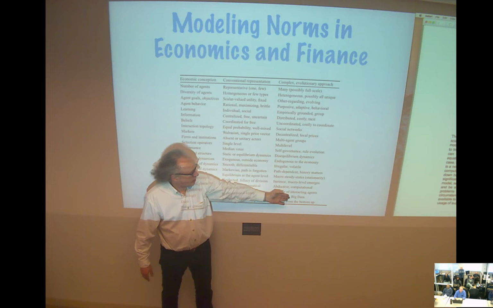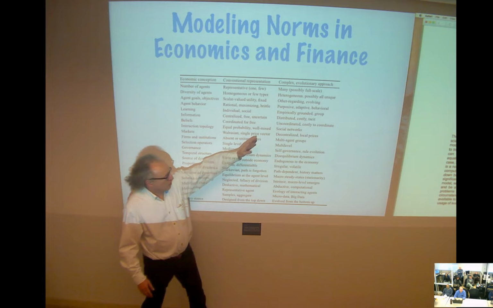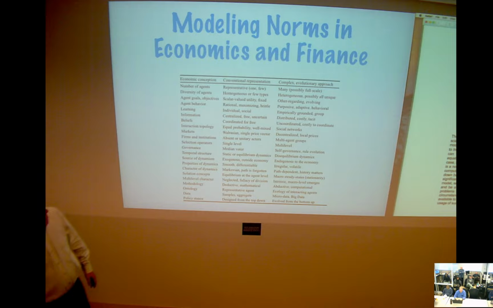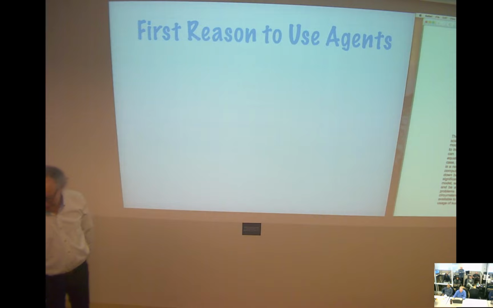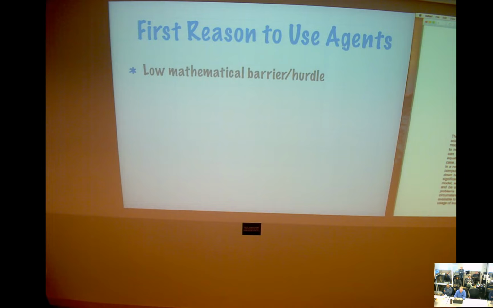Now, all of you in this room have taken a lot of math, as I have, and we can do a lot. Nobody knows how to turn all this stuff on at once and solve those equations; it's just too hard. So the first reason to use agents, which I have just summarized, is that there's a relatively low mathematical hurdle to building models when we use agent computing. That is, we all want to be better mathematicians. We all want to be able to do more formally and to derive theorems.